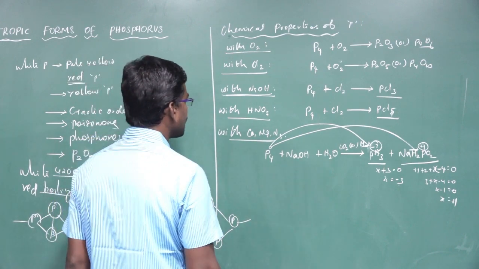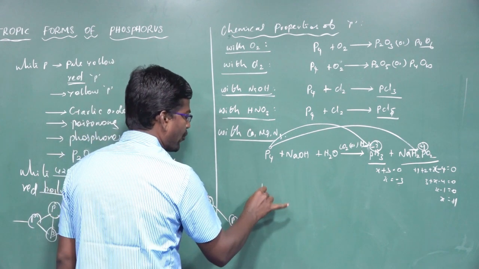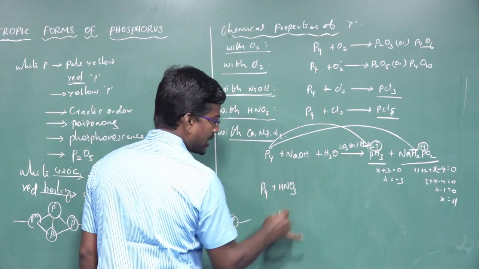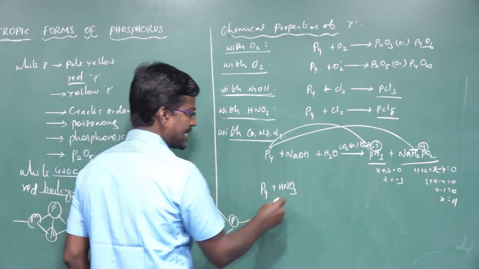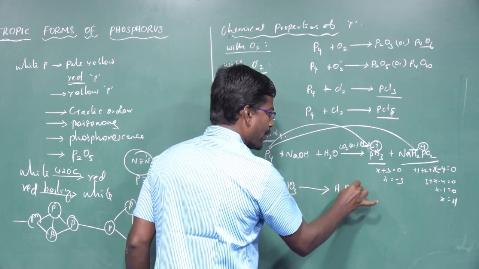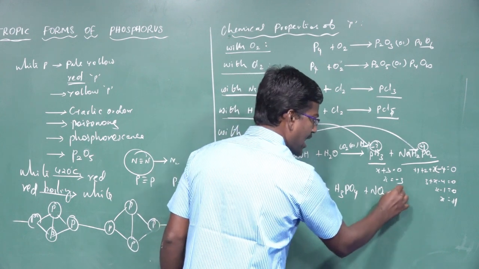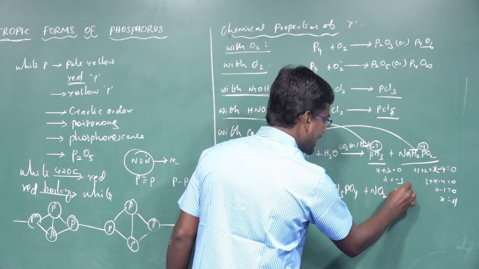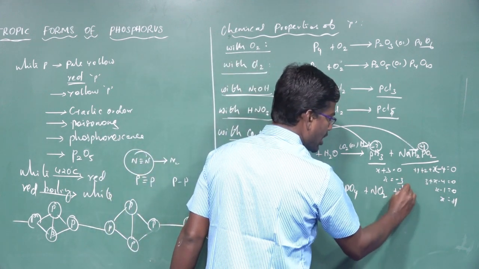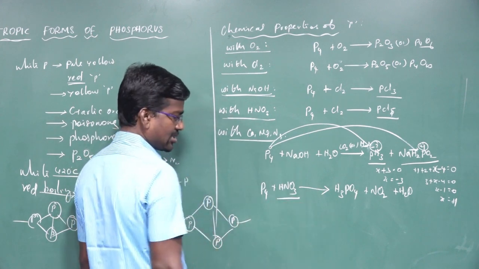Next one, phosphorus reacts with nitric acid, HNO3. The P4 phosphorus molecule reacts with concentrated nitric acid, HNO3. Concentrated nitric acid gives orthophosphoric acid, H3PO4, plus reduced brown gas of nitrogen dioxide, and water molecule H2O is removed. So the phosphorus molecule reacts with nitric acid, HNO3.